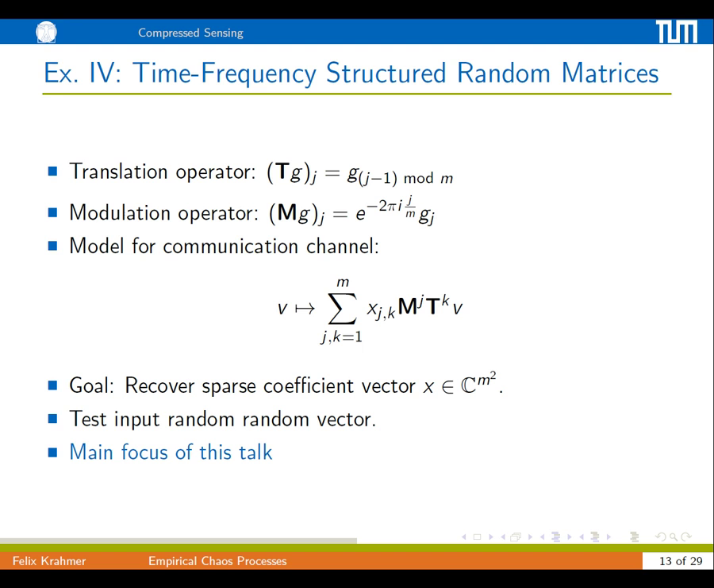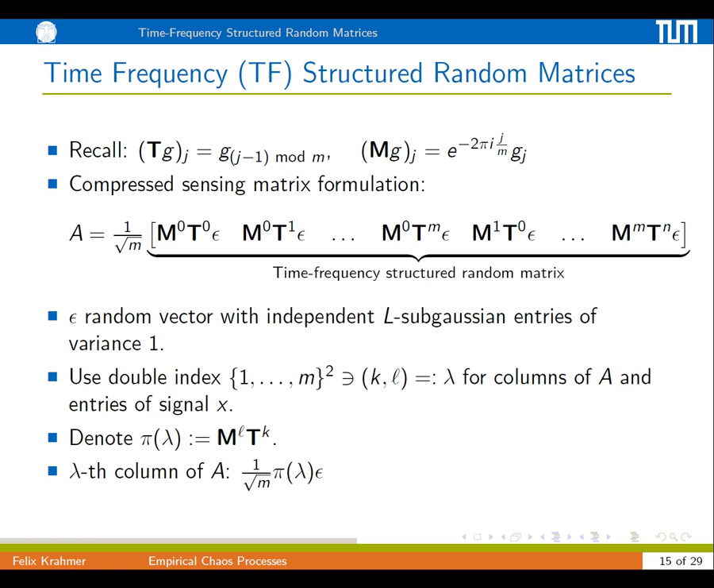And then the goal is to recover X from a random vector. So let's be a little bit more precise here. Again, T translation, M modulation. And then the matrix, we're setting it up as this one. Think of this as what we are multiplying with our channel parameter estimation vector X that we want to recover. So we have all the different potential combinations of modulations and translations of our random input epsilon here, and that's what we would apply to this channel coefficient vector.